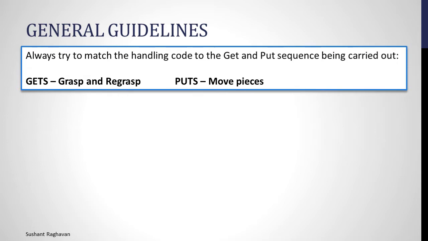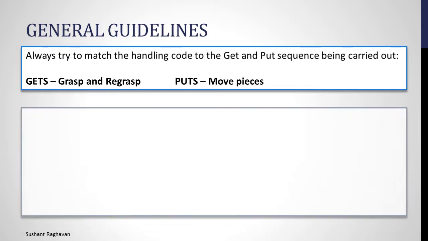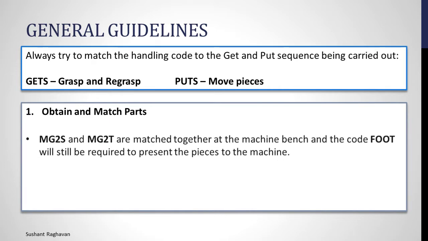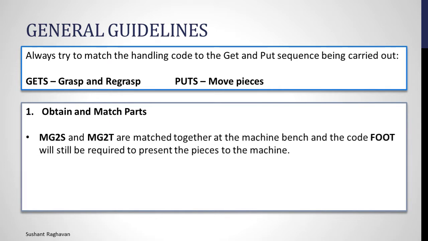General guidelines. Always try to match the handling code to the get and put sequence being carried out. Gets: grasp and regrasp. Puts: move pieces. Obtain and match parts. MG2S and MG2T are matched together at the machine bench, and the code F will still be required to present the piece to the machine.